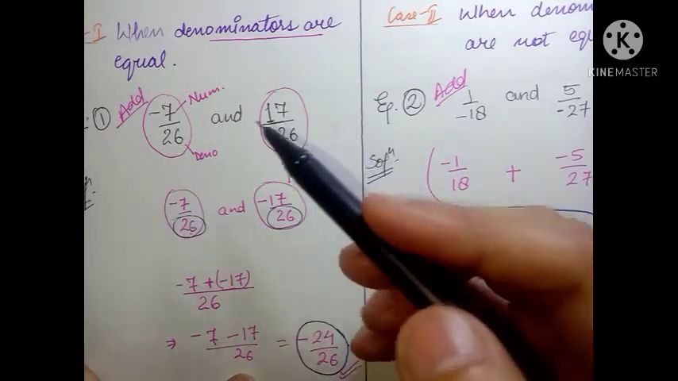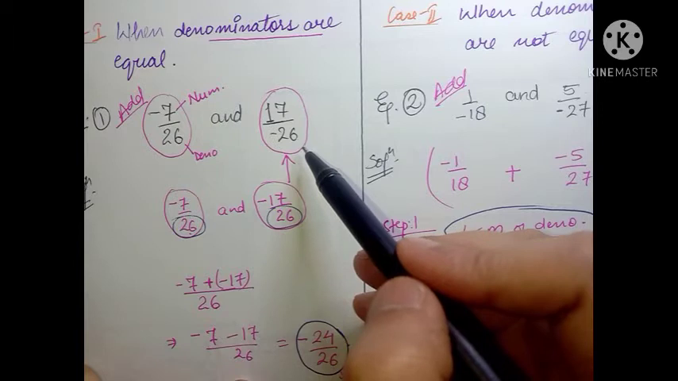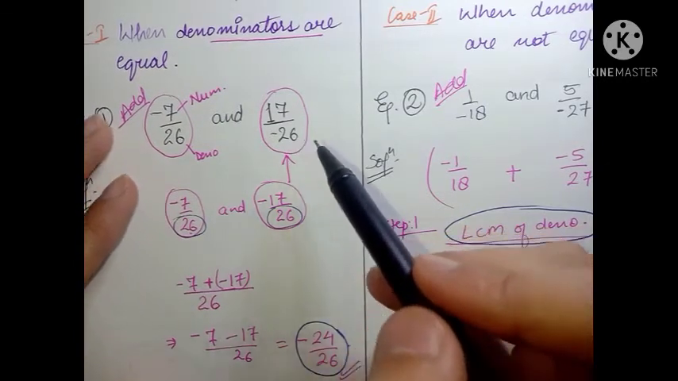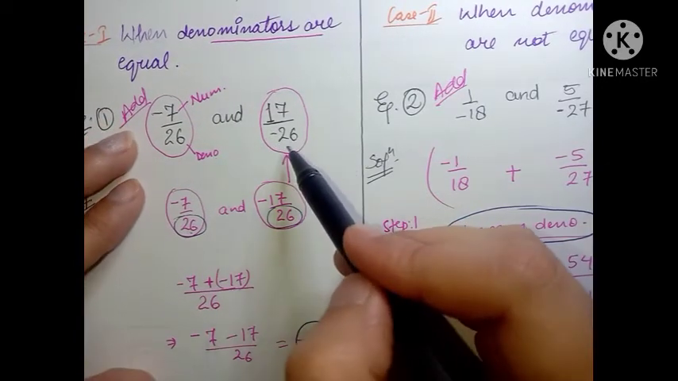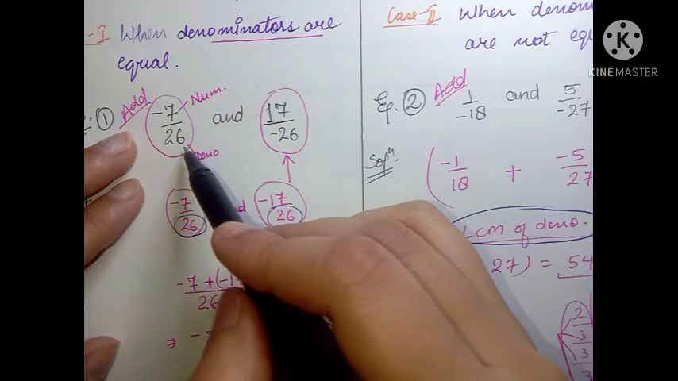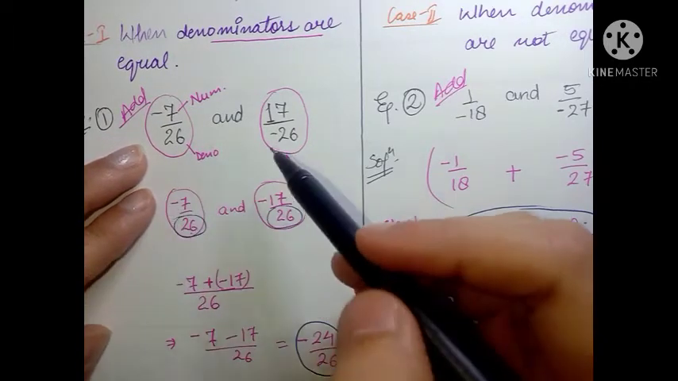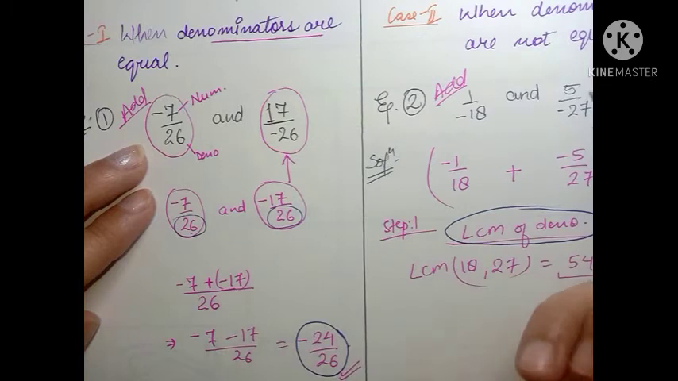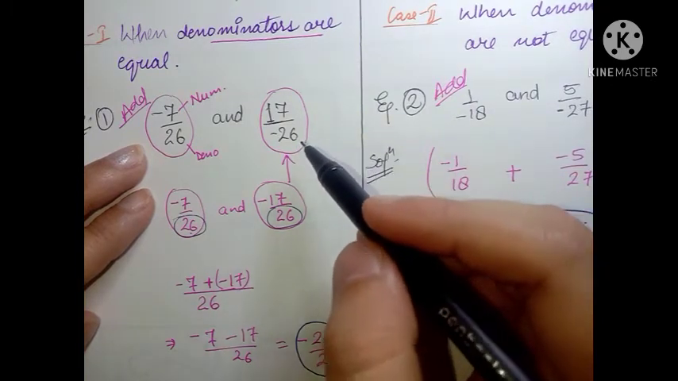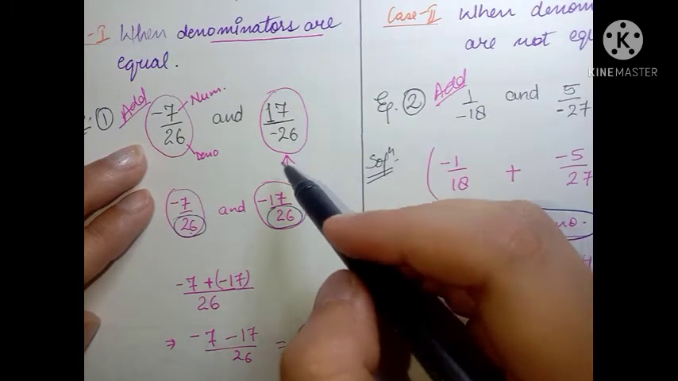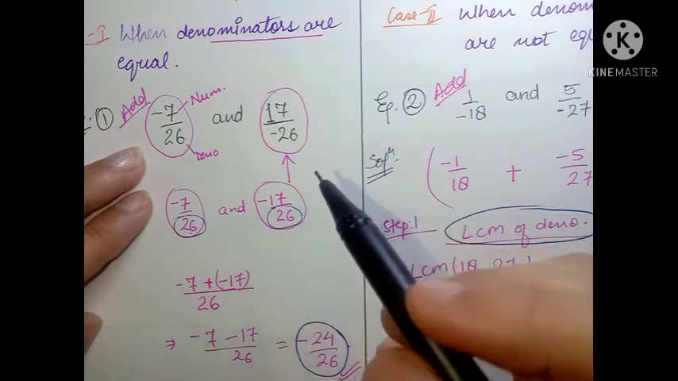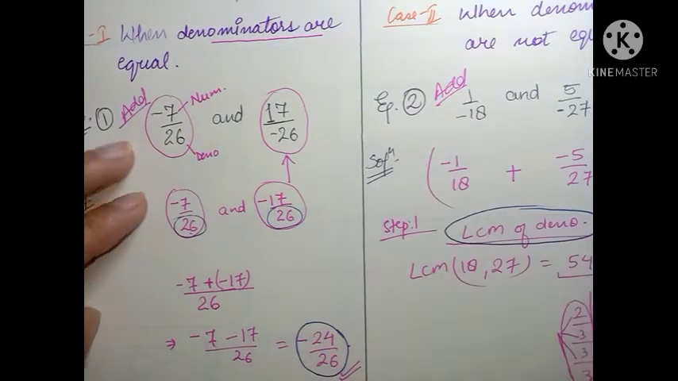Don't be confused if something is written in this form. I have taken this example on purpose because there was minus 26 here and 26 here. So you might be confused that there are different denominators, but there are not different denominators, we just needed to put this in standard form. So look at the question first of all very properly.